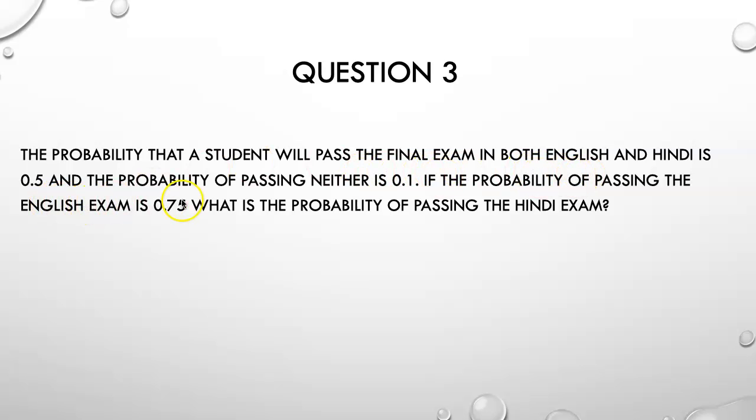Coming to question 3, the probability that a student will pass the final exam in both English and Hindi is 0.5 and the probability of passing neither is 0.1. If the probability of passing the English exam is 0.75, what is the probability of passing the Hindi exam?